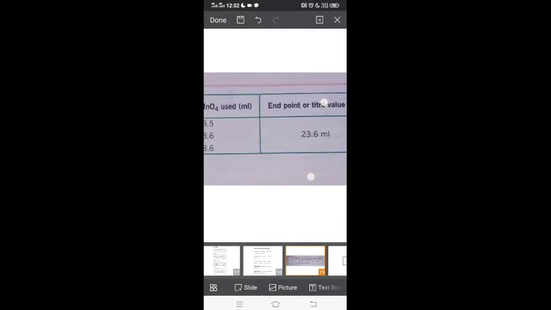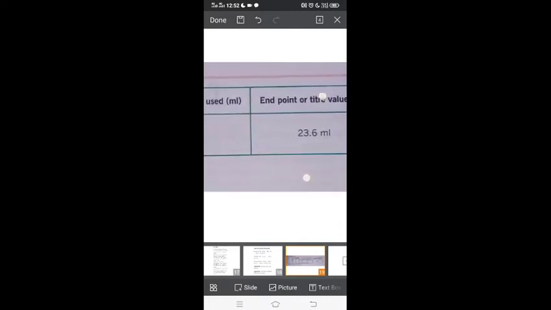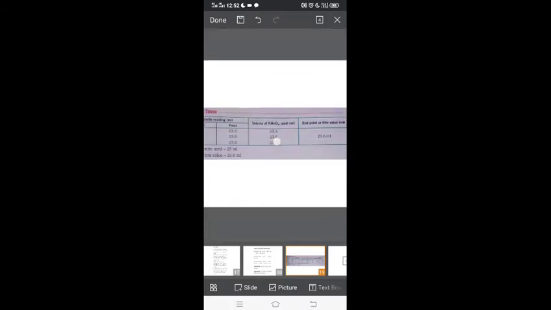Now what is the volume of the KMnO4 used from the burette is our final volume, that is 23.5, 23.6, 23.6. Now what is the end point? It is a constant value at which you will get the color change. The color change should be constant, okay, at a specific value. Say our titer value is now 23.6. Now here you can see the capacity of the pipette used is 25 ml and the titer value is 23.6. This you need to remember.